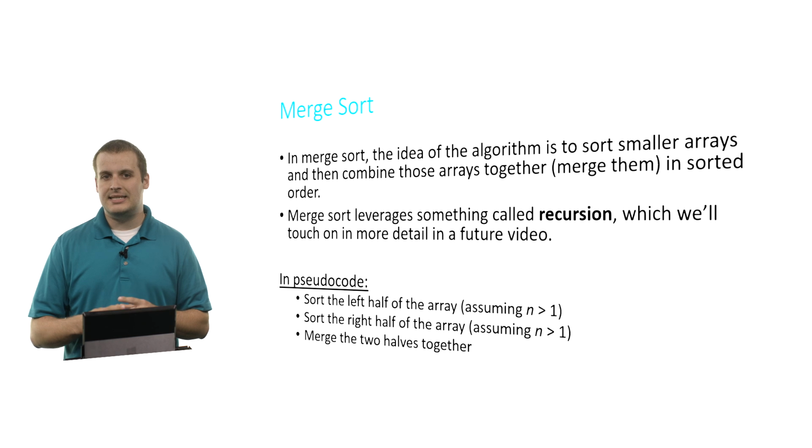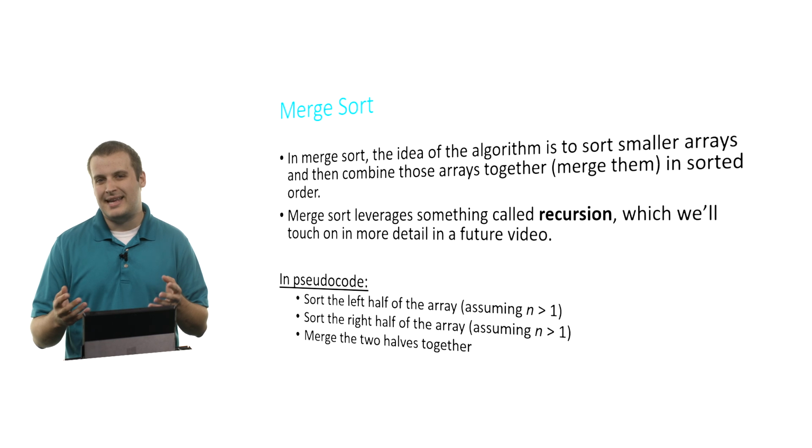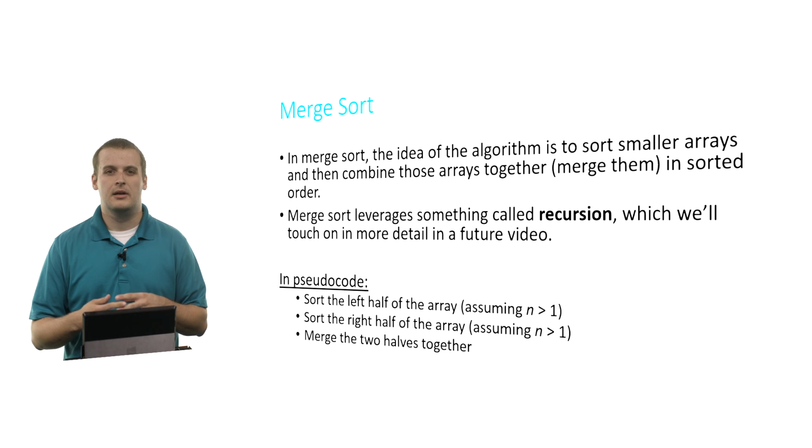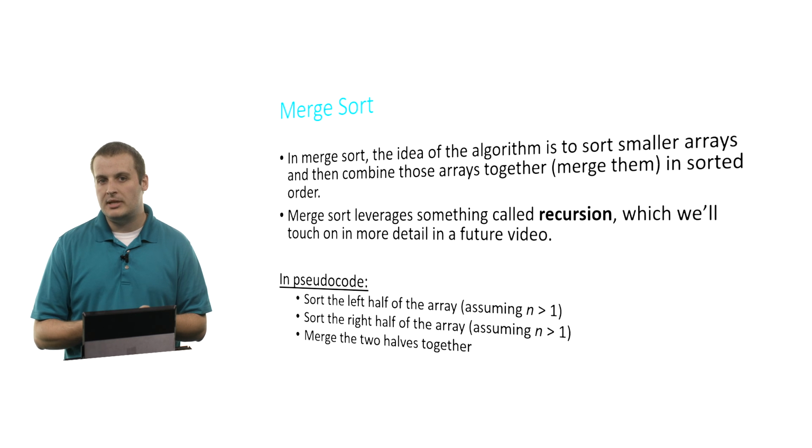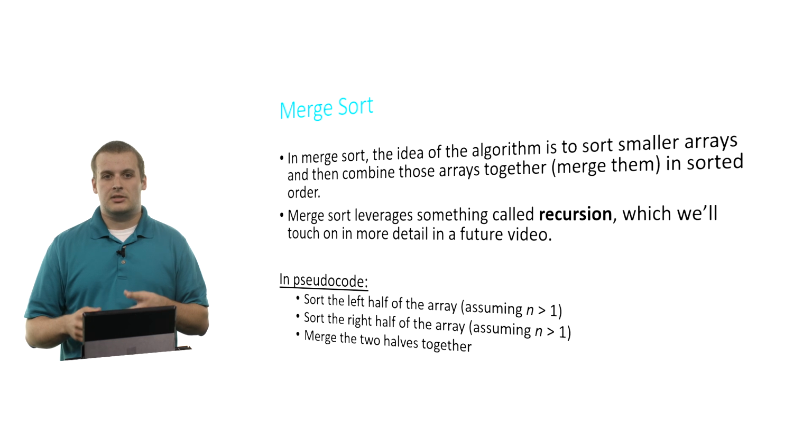Here's the basic idea behind merge sort. Sort the left half of the array, assuming n is greater than 1. What I mean when I say assuming n is greater than 1 is, I think we can agree that if an array only consists of a single element, it's sorted. We don't actually need to do anything to it. We can just declare it to be sorted. It's only a single element. So the pseudocode, again, is: sort the left half of the array, then sort the right half of the array, then merge the two halves together.